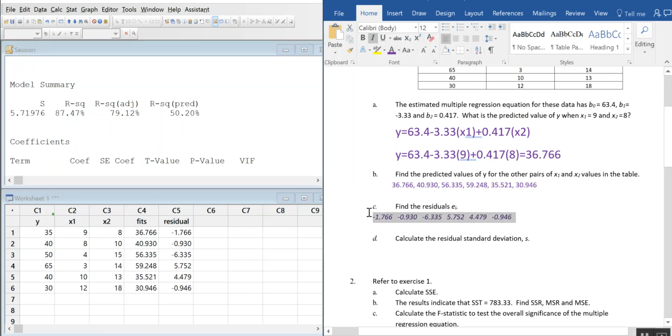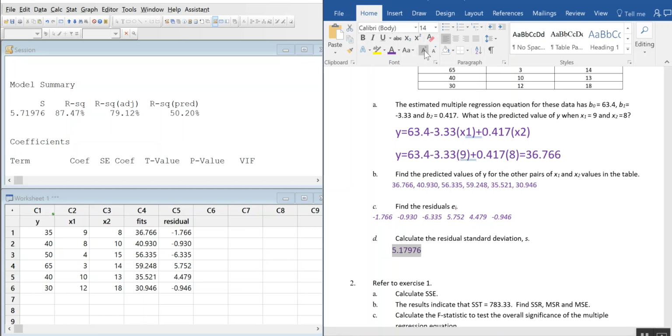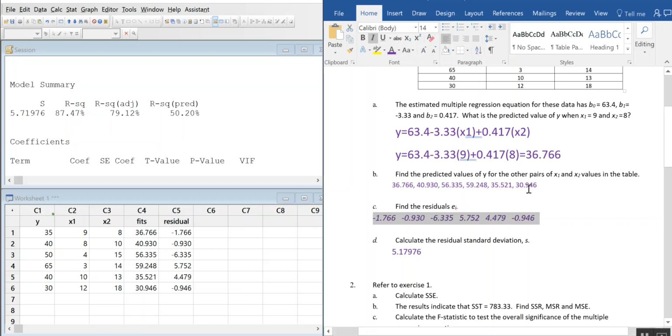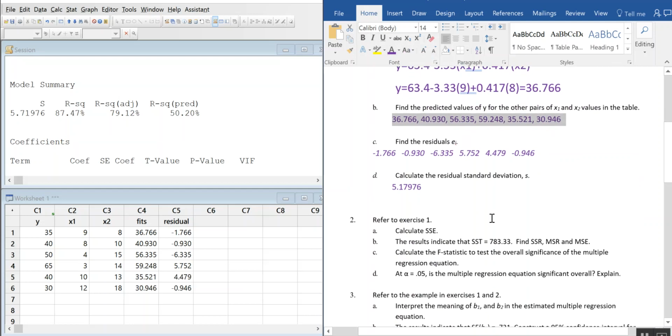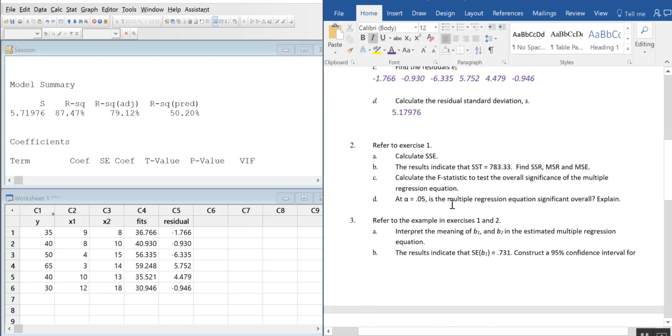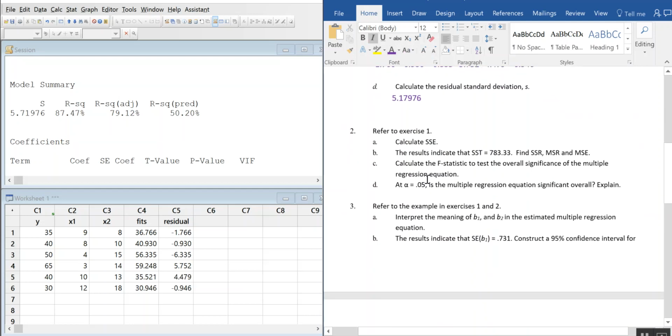So I'm going to report the answer as 5.17976. And again, you can do this by hand. I even have a video where we did this by hand. I think it was in chapter 4. Oh no, it was in chapter 15. Sorry, I'm misthinking about stuff. So yeah, there's that. All right, moving on. Let's get it done and get to problem number 2.